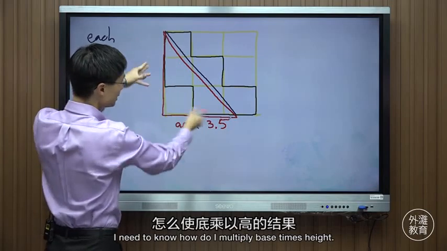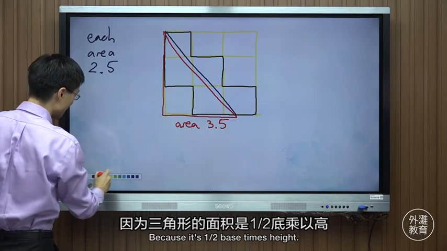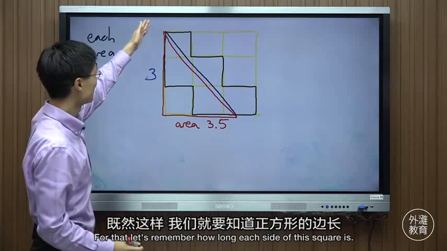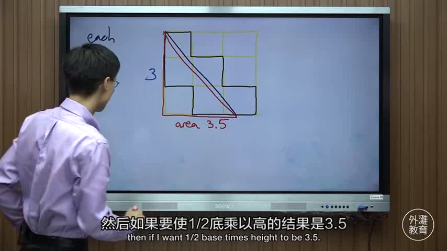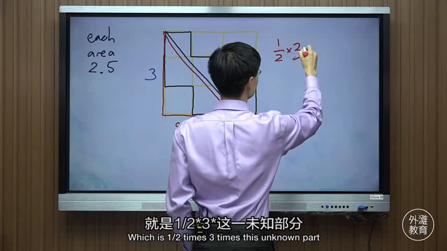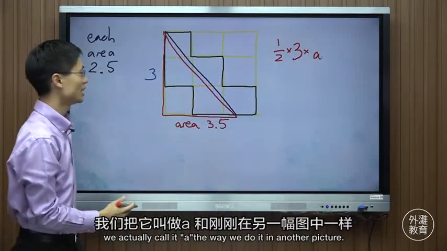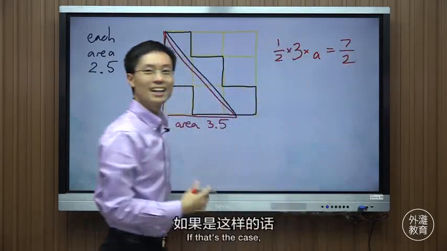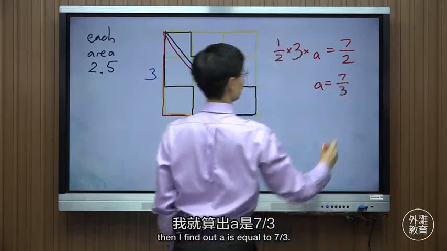If I want that area to be 3.5, now what I need to know is how do I multiply base times height to get 7, because I have half times base times height. For that, let's remember how long each side of this big square is. If that's 3, then if I want 1/2 times base times height to be 3.5, then I have an equation which is 1/2 times 3 times this unknown part. We had called that A in the way that I was doing it with the other picture. This is supposed to be 3.5, which is 7 over 2. And if that's the case, then I find out that A is equal to 7 divided by 3.